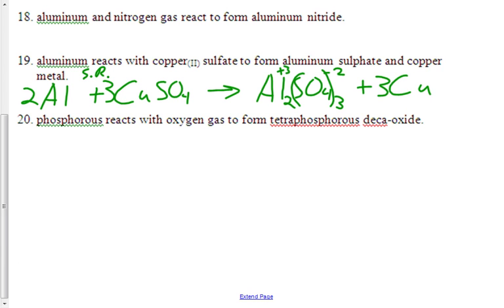Doesn't the 3 affect everything in the brackets? No, it only affects the sulfate. Small numbers affect only what's immediately behind them. The big numbers, the coefficients, affect the whole compound. Okay?